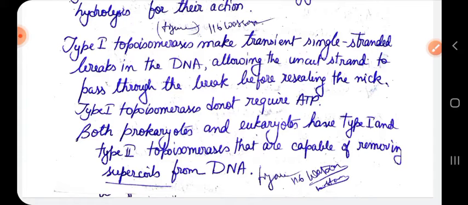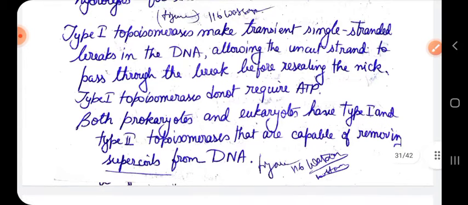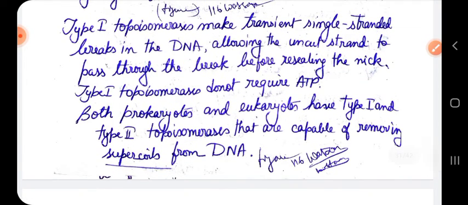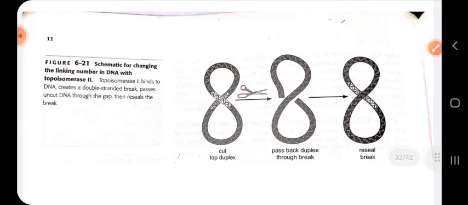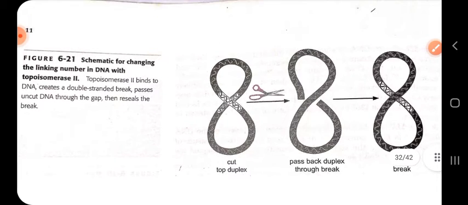Now both prokaryotes and eukaryotes have type 1 and type 2 topoisomerase, which are capable of removing the supercoils from the DNA. You will see that eukaryotes also have this topoisomerase. Prokaryotes also have topoisomerase type 1 and type 2, which overcome the supercoiling of DNA. Now I have given a little bit of notes about the supercoiling of DNA, but before that, you see how topoisomerase 2 is overcoming the supercoiling of DNA.